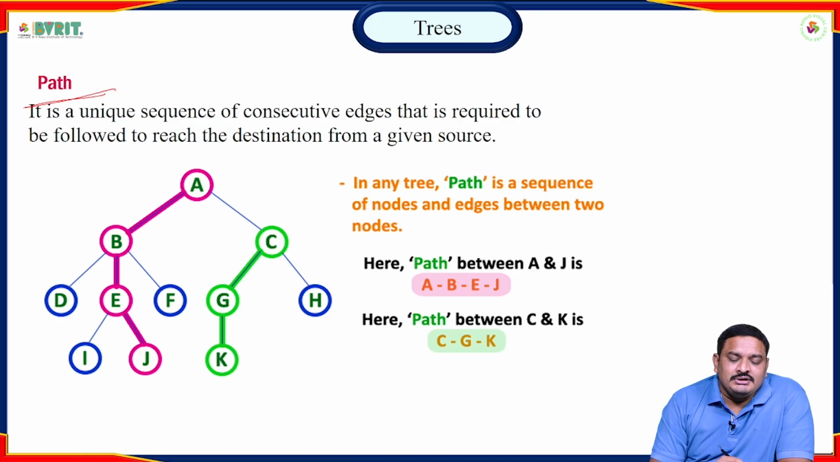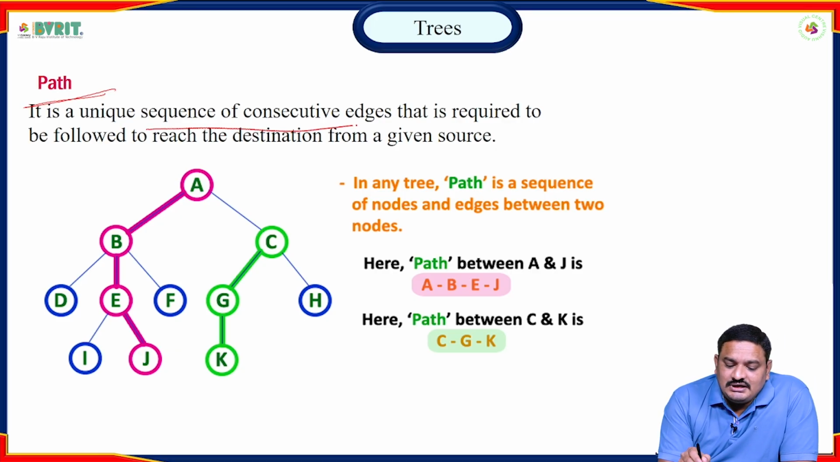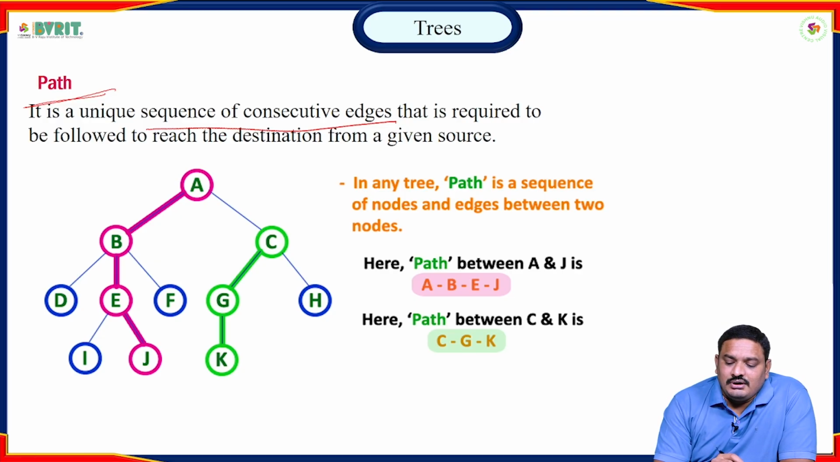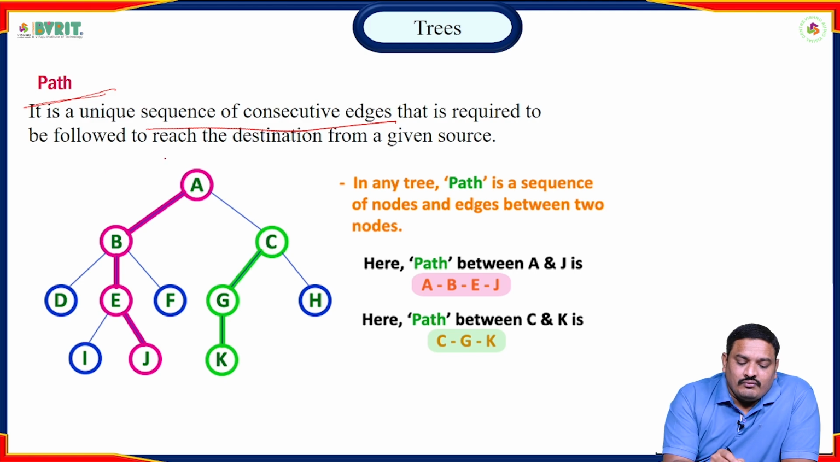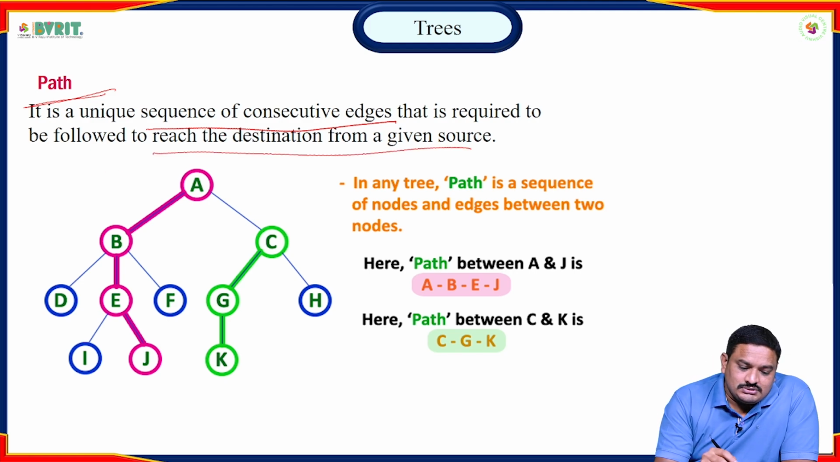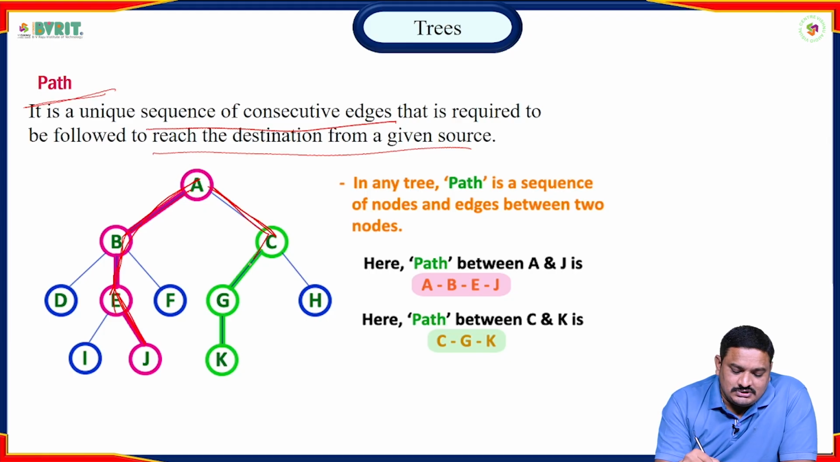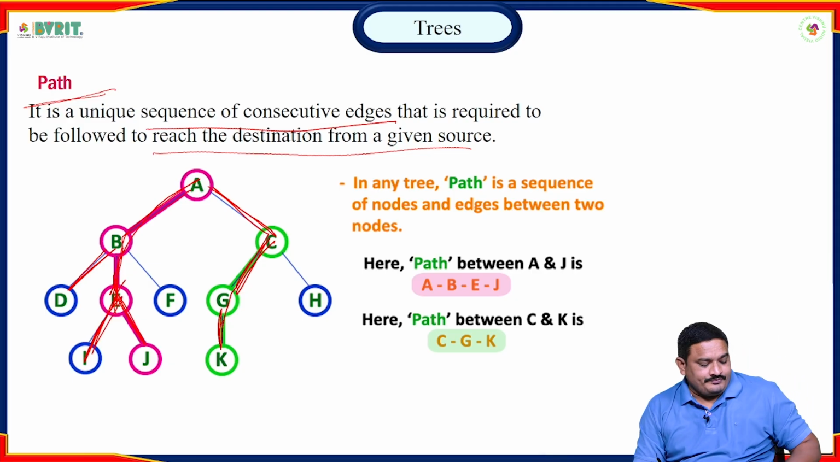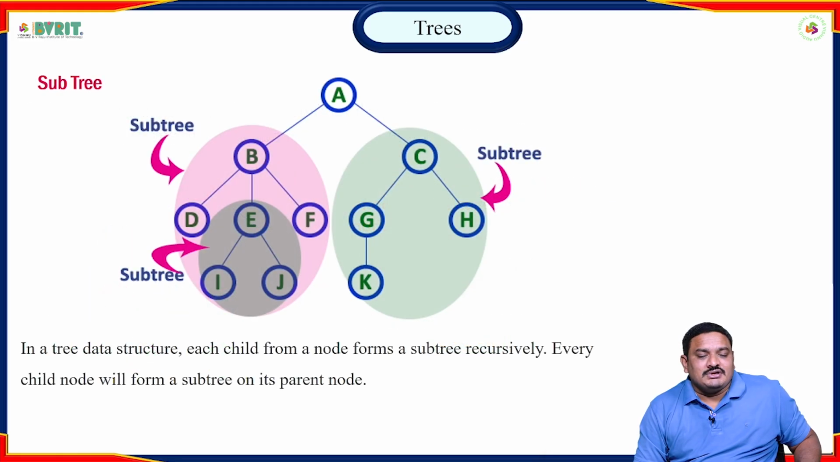Next one is path. What is meant by path? It is a unique sequence of consecutive edges. A unique sequence of consecutive edges that is required to follow to reach the destination from the given source. For example, path means A to B, B to E, E to J. This is one path. Suppose this is another path. Suppose this is another path. Suppose B to I, this is another path. Okay, that is the definition of the path.